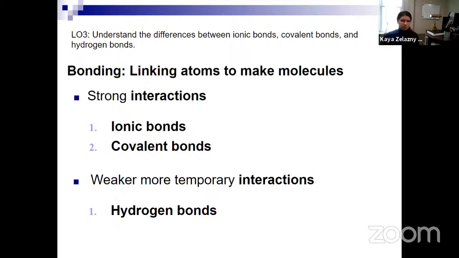Okay. So strong interactions, we have ionic bonds and covalent bonds, and we'll look at a couple of the differences there. We have weaker, more temporary interactions called hydrogen bonds, which are actually really important for biology, which is why they're highlighted here on this bonding slide.